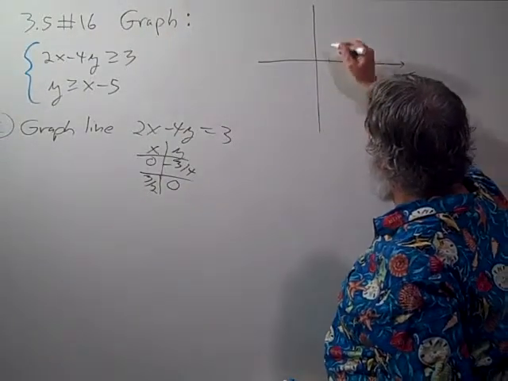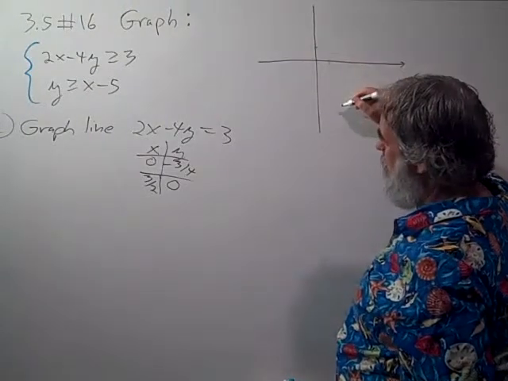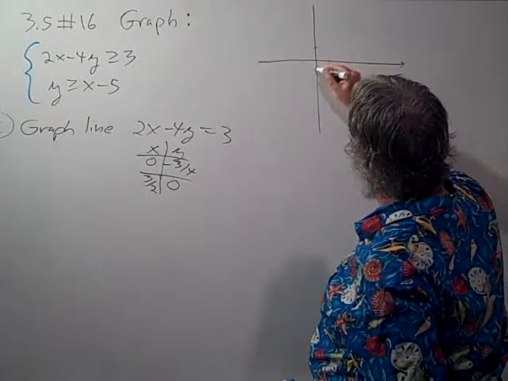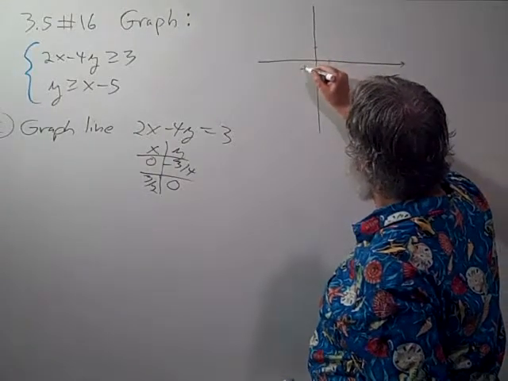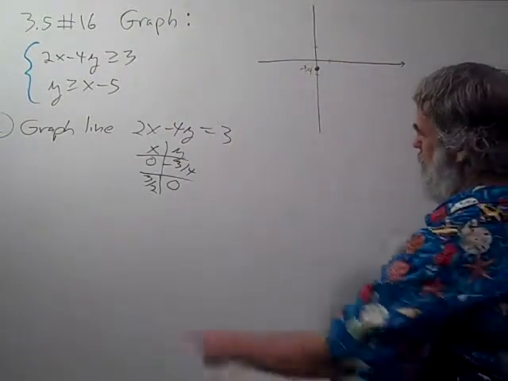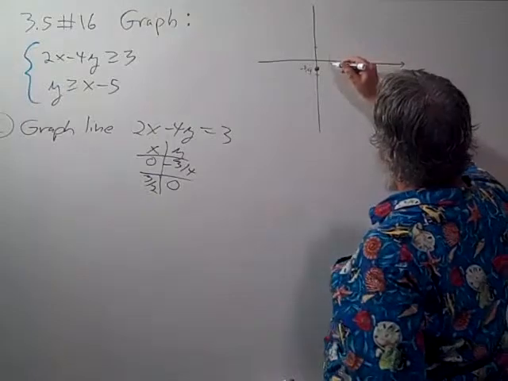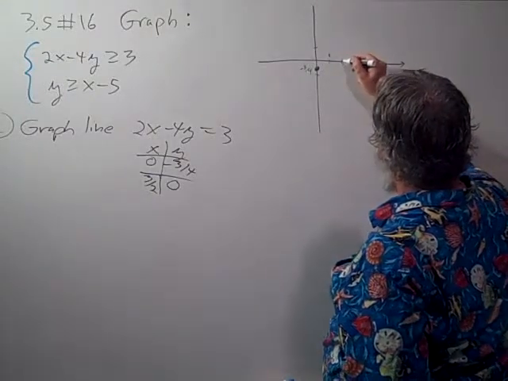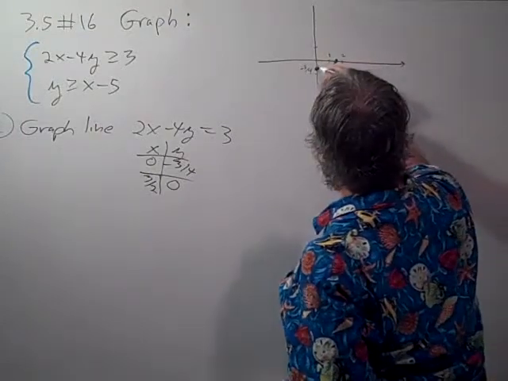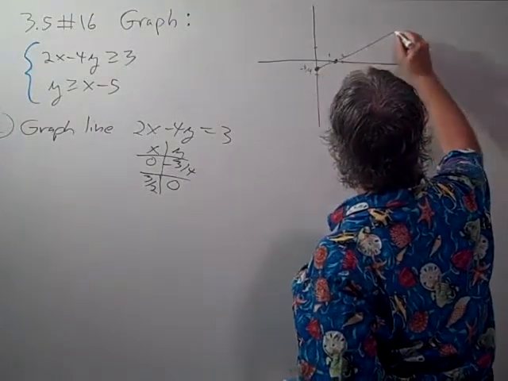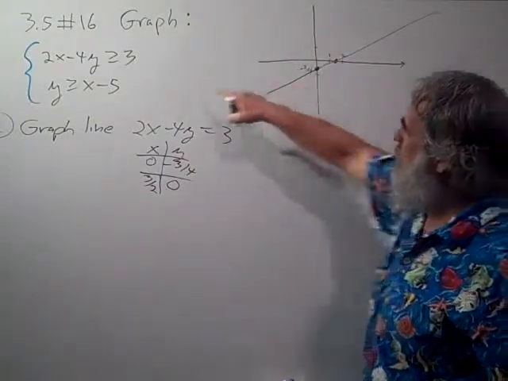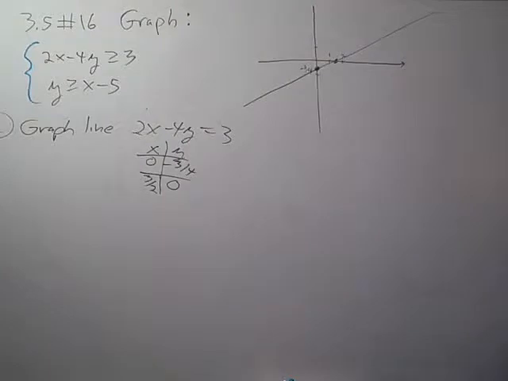So let's make this 1 and 1. So 0, negative 3/4 is about here. The y-intercept is at negative 3/4. And then the other point is 3/2 comma 0. So this is 1, this is 2, and 3/2 is in between 1 and 2. So the first line looks something like this. It's a solid line because it's greater than or equal to here.